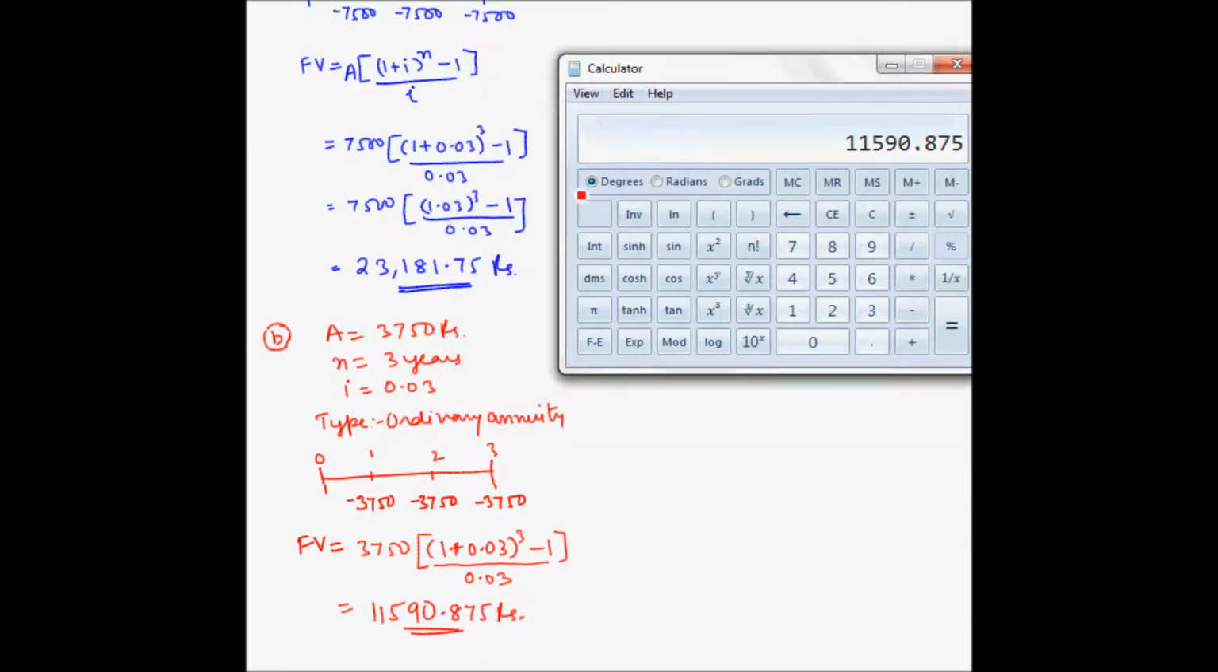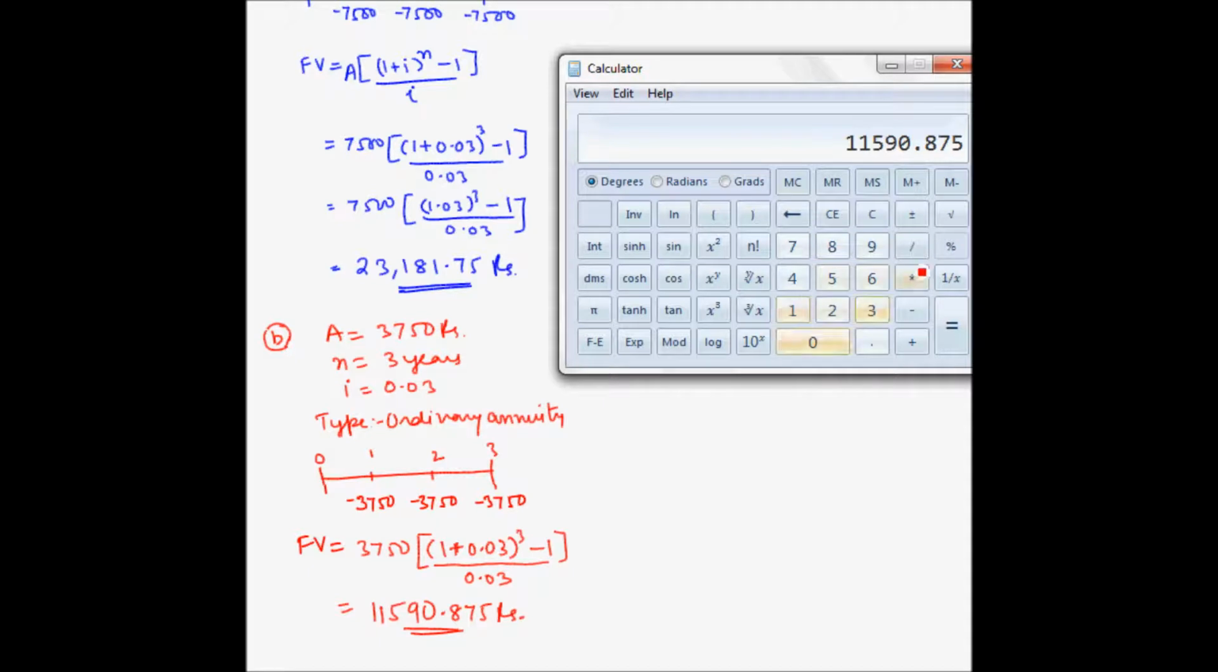Now when we had made double the investment at the same rate of interest and same tenure, our future value was 23,181.75. And now with half the investment, or half the annuity amount, the future value is 11,590.875.